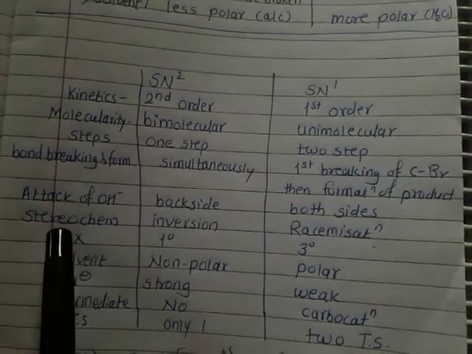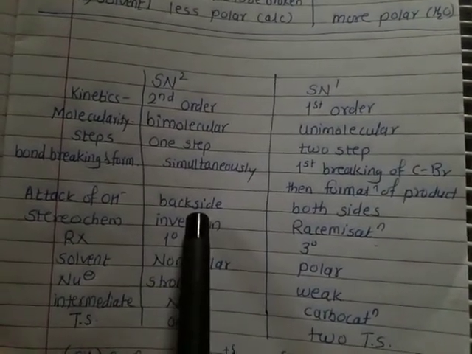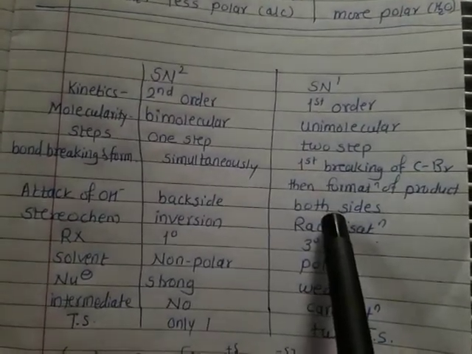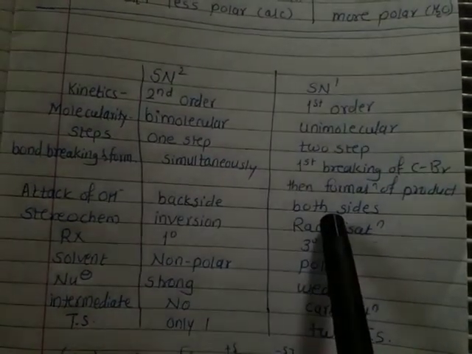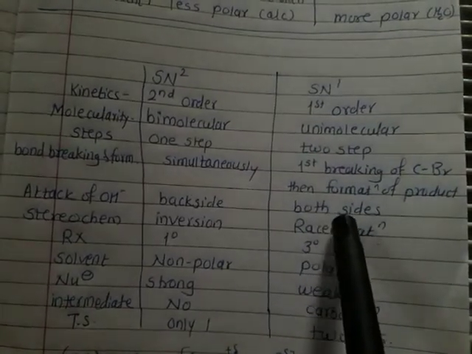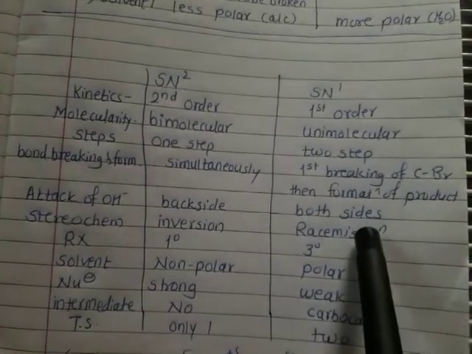Next one is attack of OH minus. So here OH minus attacks from the backside. Here the carbonium ion is already there, so OH minus can attack from any side. Br minus is not there to stop the attack of OH minus. So front side as well as back side attack of OH minus is possible in SN1 reaction.